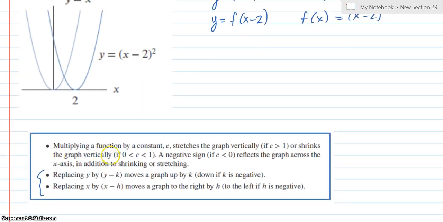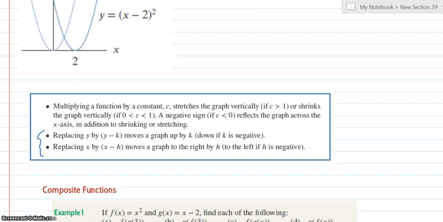And then multiplying, we already saw this, by a constant c stretches vertically if c is bigger than 1, or shrinks it if it's between 0 and 1. A negative sign reflects across the x-axis, in addition to shrinking or stretching.